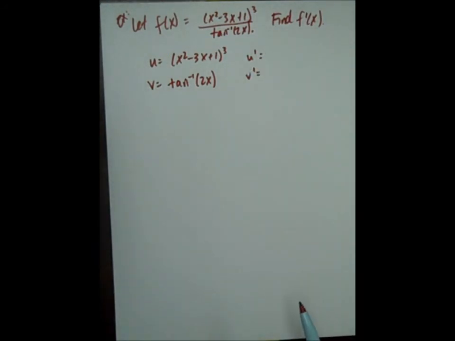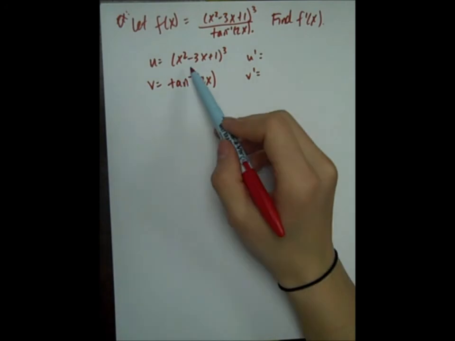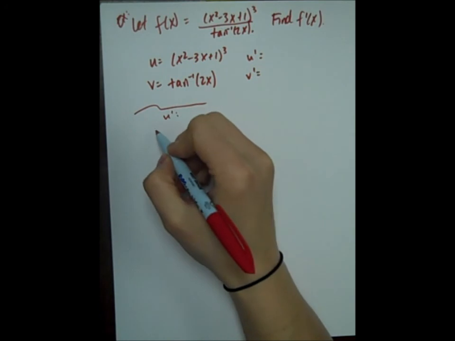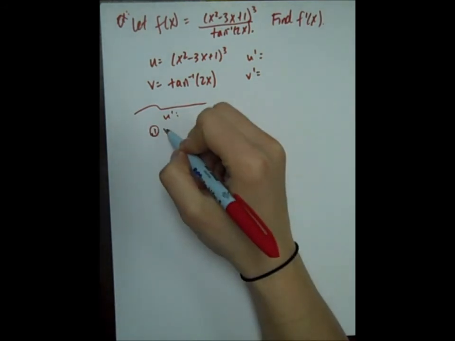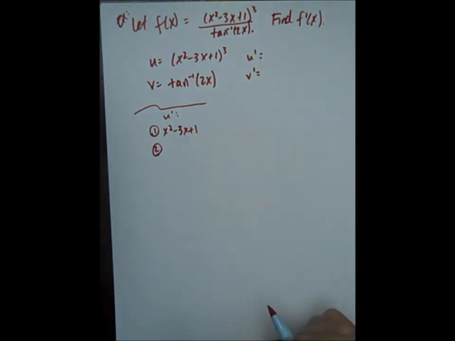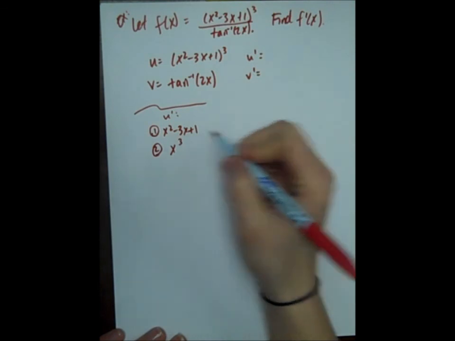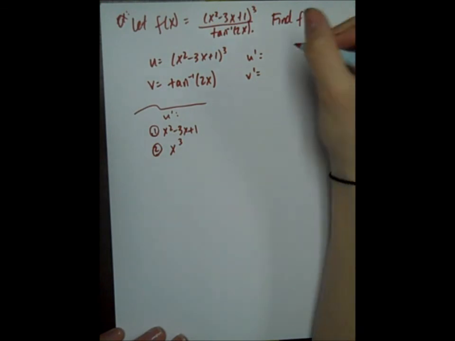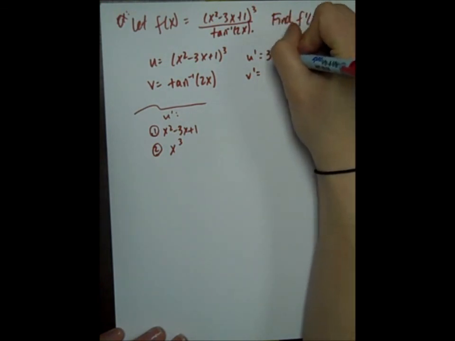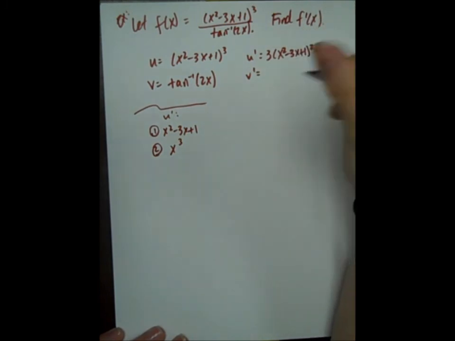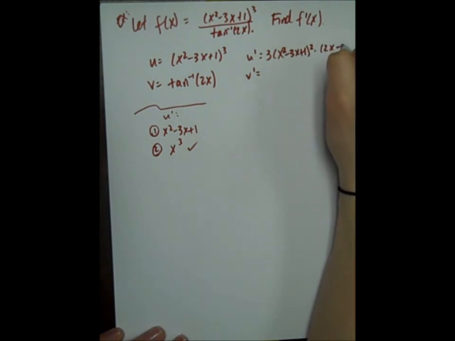x squared minus 3x plus 1 to the third. This is a function within a function. So to find u prime, and I'll write the steps down here, this is how I'm finding u prime. The most inside function is x squared minus 3x plus 1. If I plug in a number, that's what I would do first. Then I would take that number and cube it. So what's the derivative going to be? We'll start with the derivative of x cubed. That's 3x squared, but I don't write x. I write the previous line above it. Then I multiply this by the derivative of x squared minus 3x plus 1. So that's 2x minus 3.